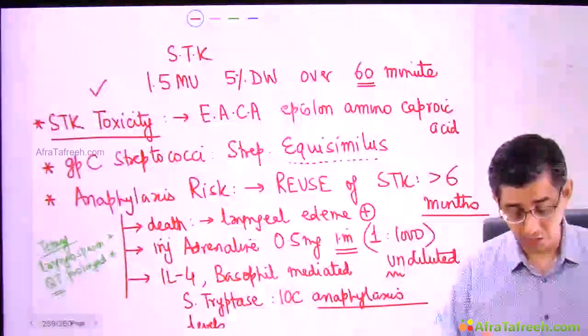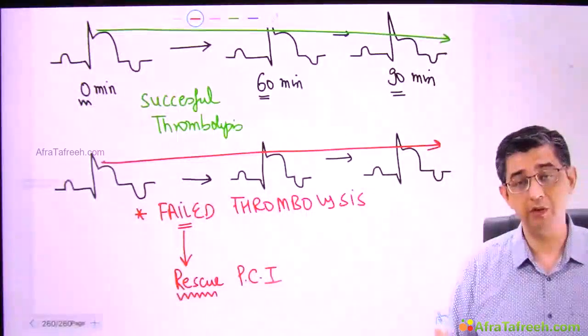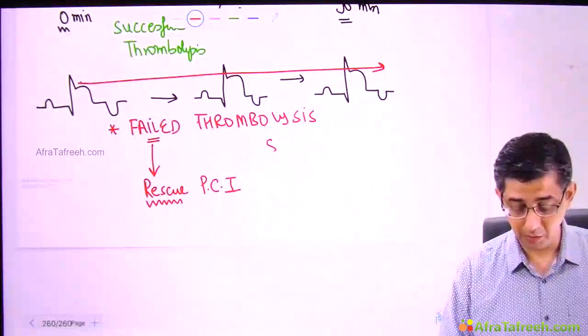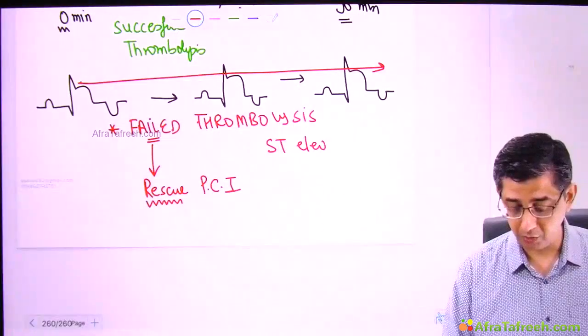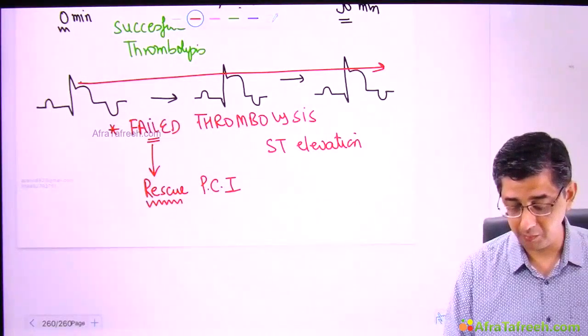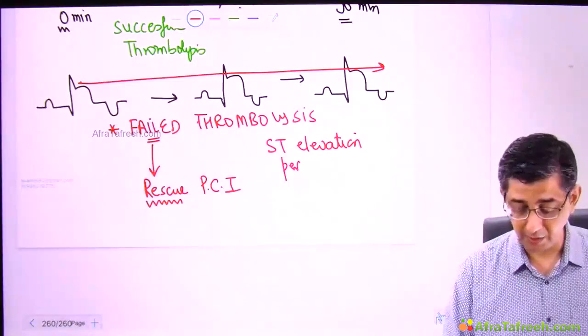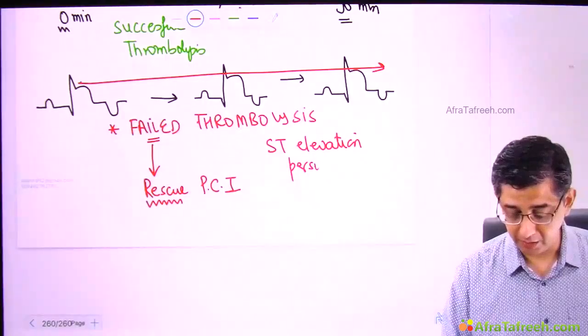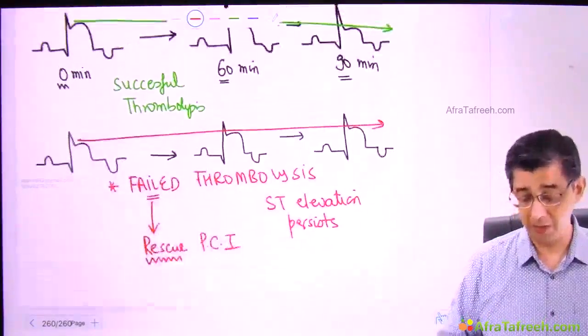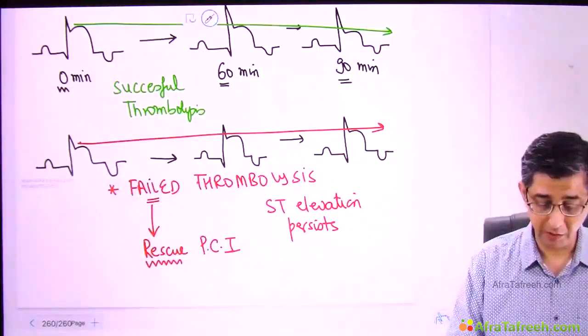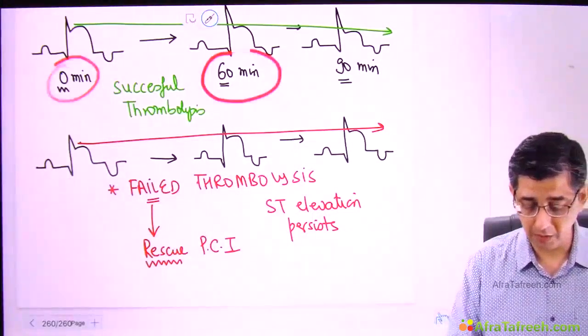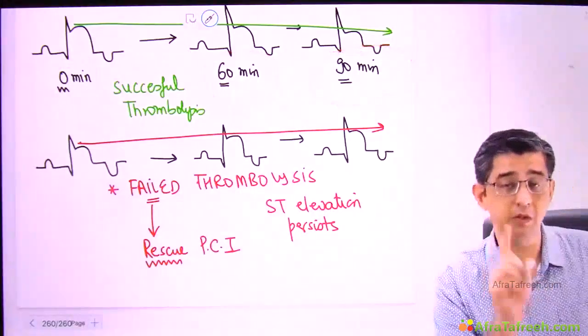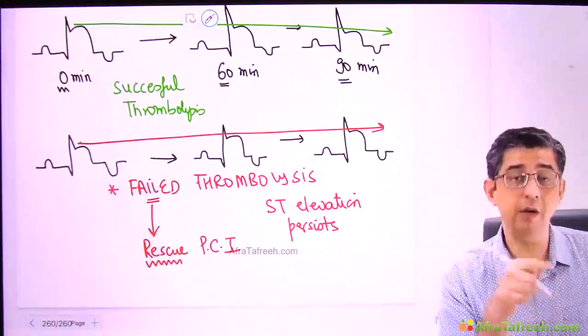But when do you do a rescue PCI? Failed thrombolysis. So from an MCQ perspective, I want you to remember these words that I'm writing. If ST elevation persists, the cutoff that you need to take here is 90 minutes once again. I mentioned 3 time zones here, that is 0 minute, 60 minute, 90 minute. The 0 minute that I'm calculating here is not from entry into the hospital.